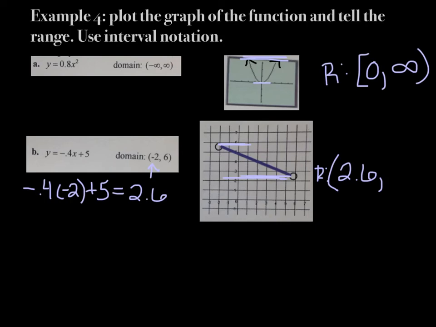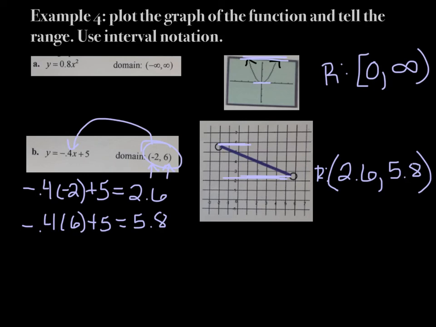And then to find the highest y value, don't just estimate, don't just guess that it's 6 or anything like that. Plug in your 6. y equals negative 0.4 times 6 plus 5. When you do that, you get 5.8. So that is the upper limit of your range there, 2.6 to 5.8. You always want to make sure you plug in the values of your domain for x to figure out your exact values for y.